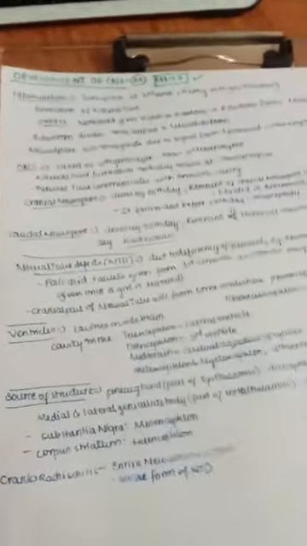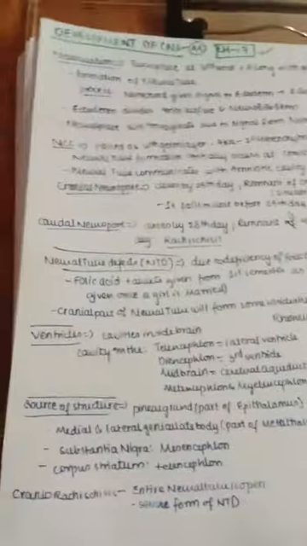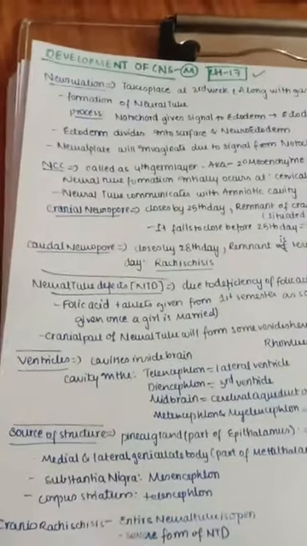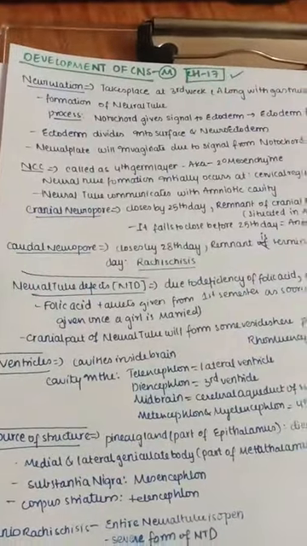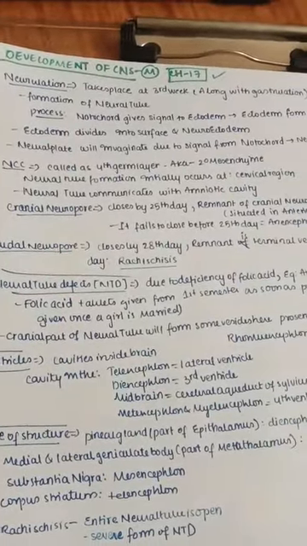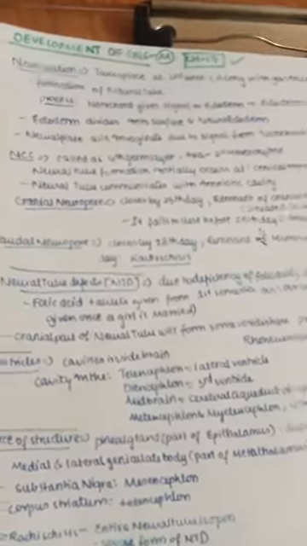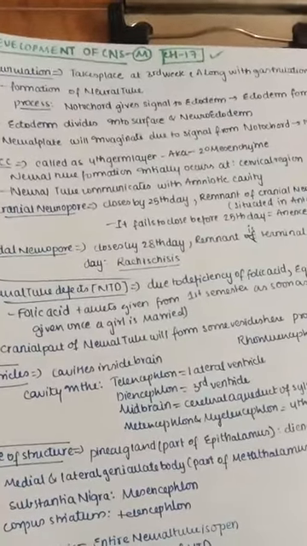Today we will continue development of the central nervous system. Neurulation is the process by which the neural tube takes place. It is simultaneous with the gastrulation process, which actually takes place at the third week of development. So let us know the process of how the neural tube is formed.